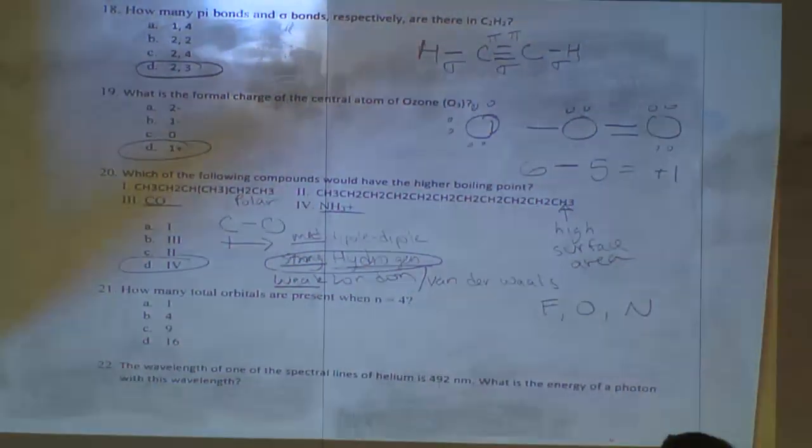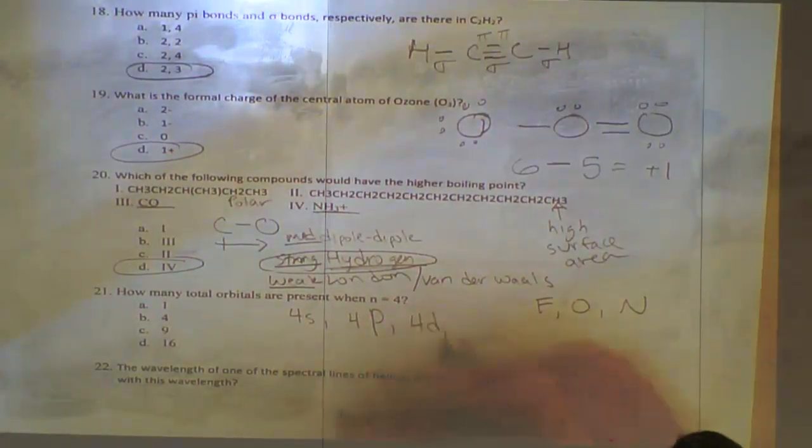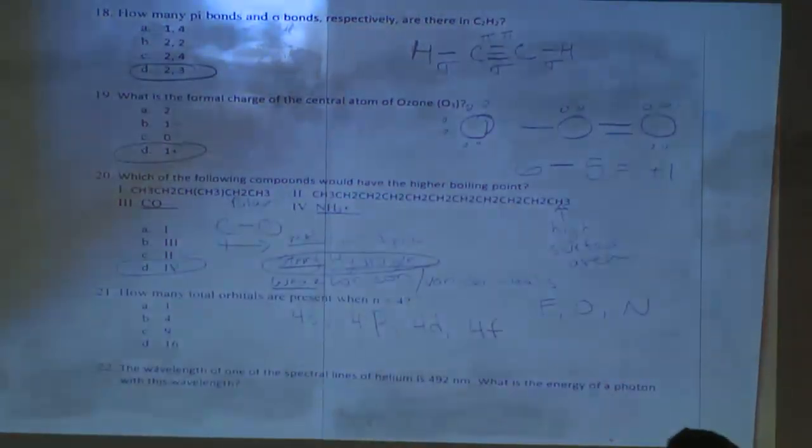When n equals 4, if you guys think about it, n also tells you the row on the periodic table. That's another thing your quantum number tells you. N also lets you know what row. On row 4, you can have 4s, you can have 4p, 4d, and 4f. So add them up.